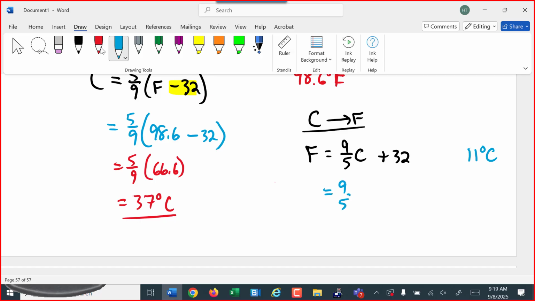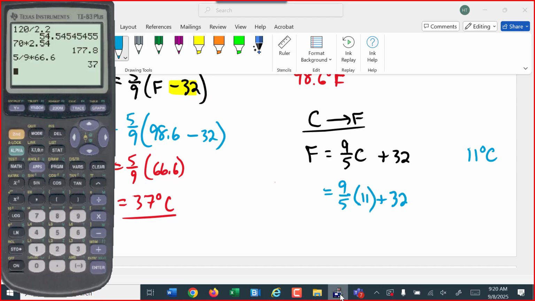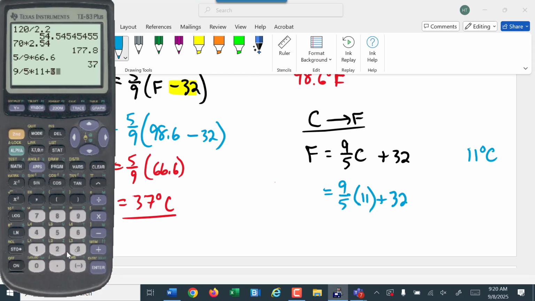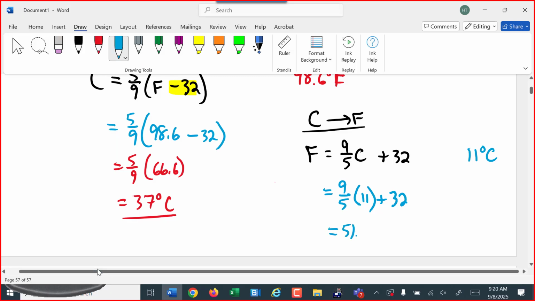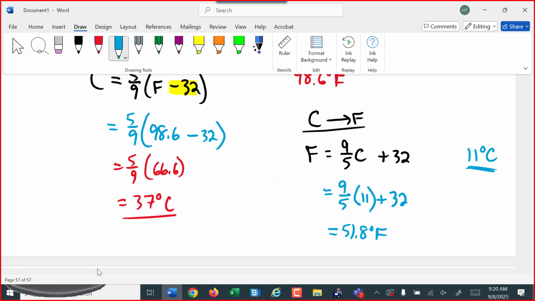Well, we come over here and we replace the Celsius, the C, with 11. And if we multiply that out, 9/5 times 11 plus 32, we get 51.8 degrees. So that 11 degrees Celsius day is 51.8 degrees Fahrenheit. Not too far off from what it's actually going to be.